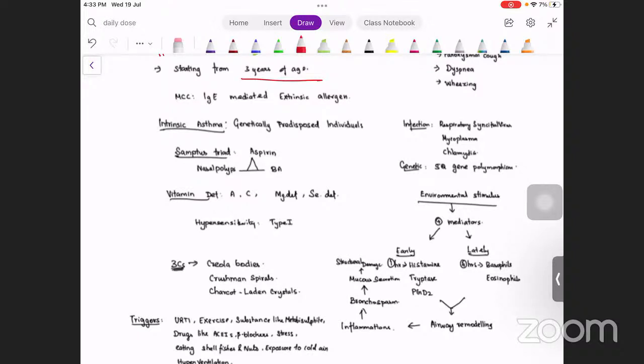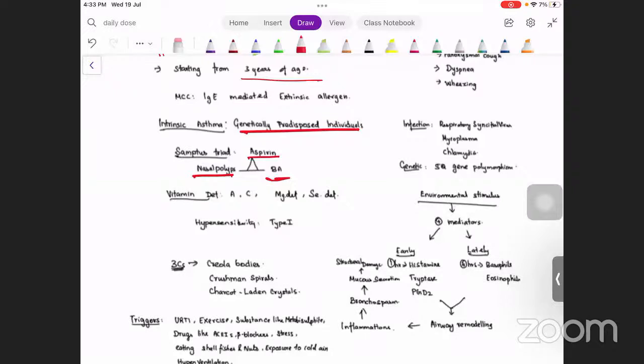Anyway, fine. Intrinsic asthma is seen in genetically predisposed individuals. And what type of triad you may see? Samter's triad, where it is associated with aspirin sensitivity, nasal polyps, and bronchial asthma.